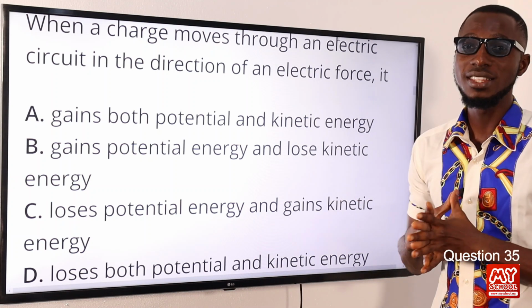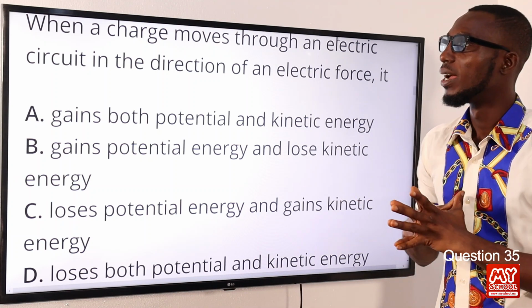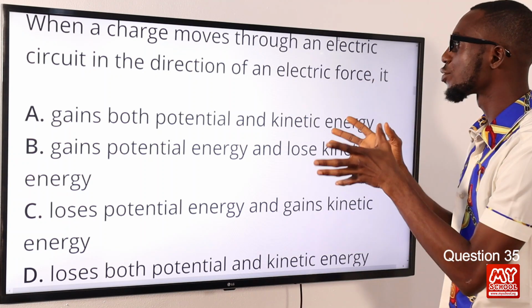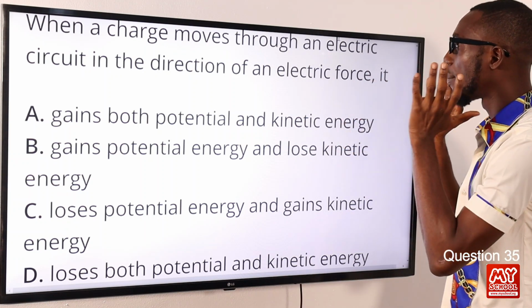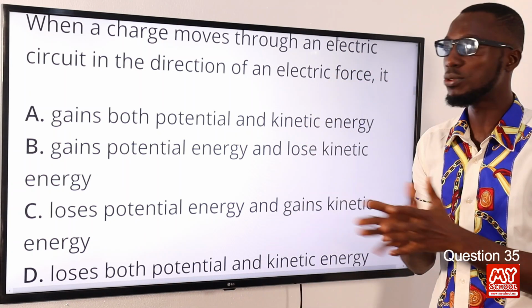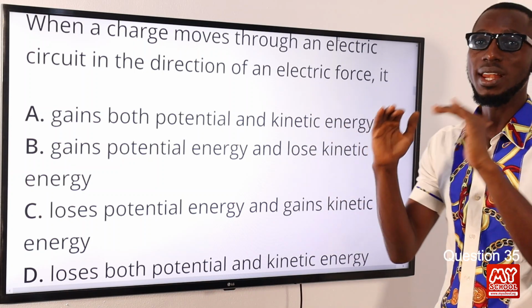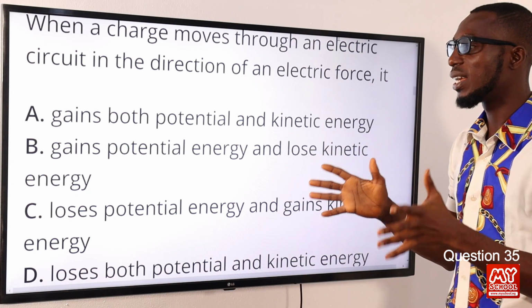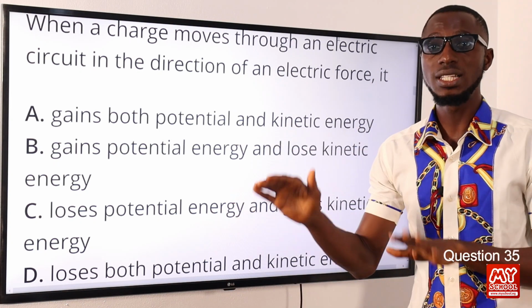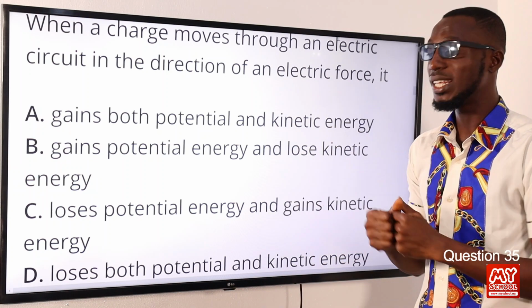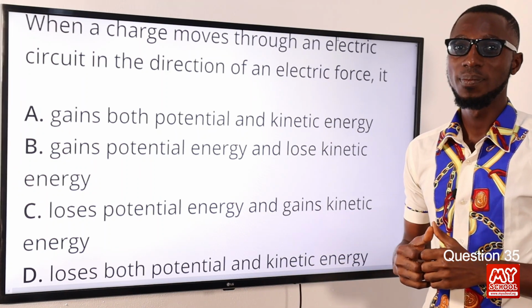So join me as we tackle question 35. When a charge moves through an electric circuit in the direction of an electric force, when you talk about the electric line of force, the electric field, the direction of all of this put together, we can see that the charge is actually moving along its natural course. That tells you that there will be a loss in potential energy, or a decrease in potential energy, and a gain in kinetic energy. So option C is the correct option.